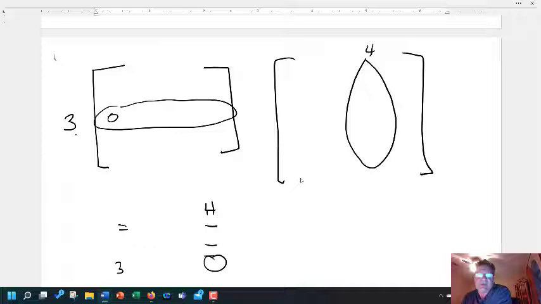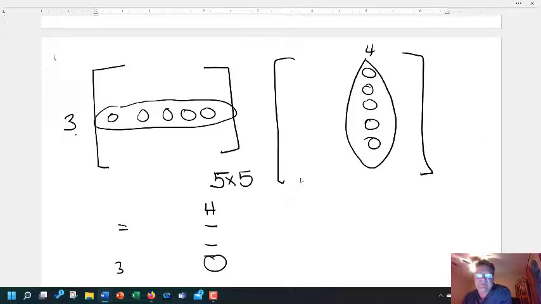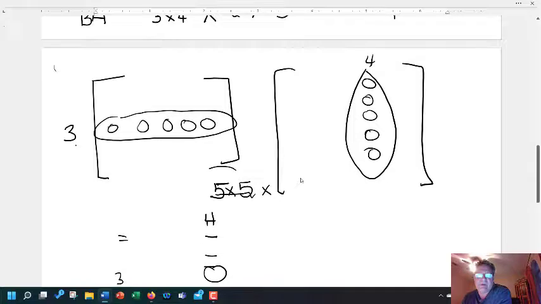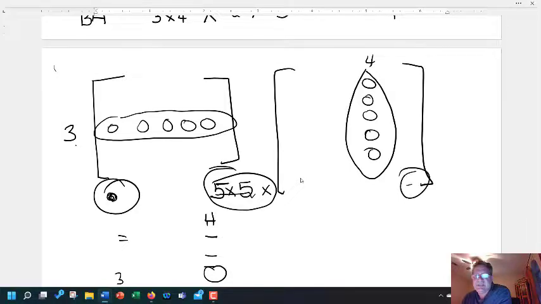So if you had 4 rows, this would have to be a matching value. So these two would be the same size. If this had 5 values, this would have to have 5 values. So the number of columns of the first matrix would have to match the number of rows in the second. And the result would be whatever the rows of the first is times the columns of the second. Kind of an unusual property, but that's matrix multiplication.